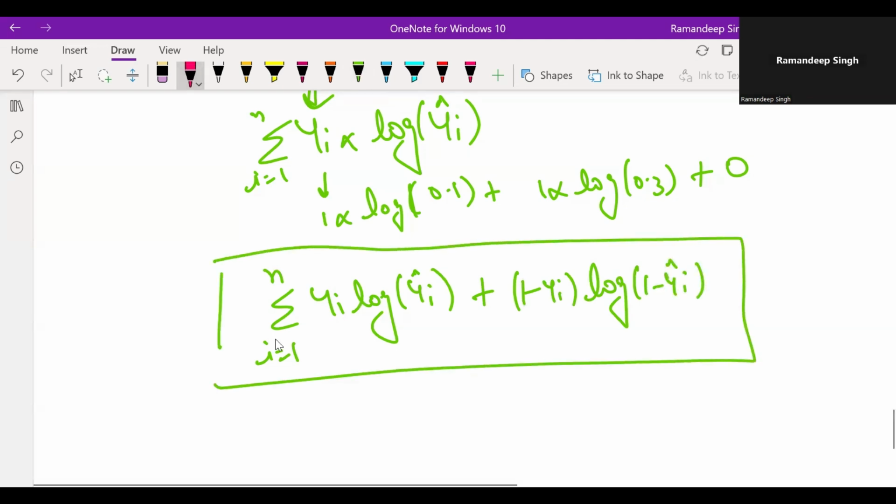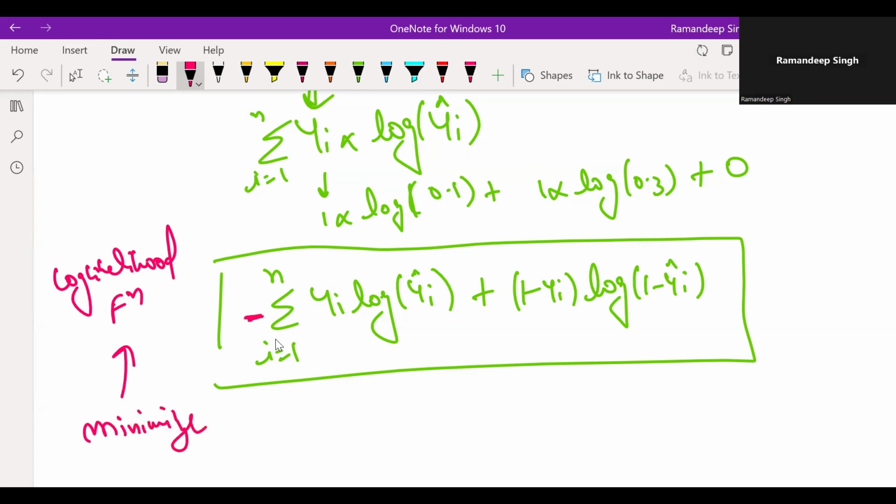So this is our log likelihood function, which we want to minimize. And why minimize? Because we are introducing a negative sign out of it. We could have maximized it as well, but computationally, and since we have the habit of minimizing our loss function various times in machine learning, we are taking a negative sign and we are minimizing this loss function. This loss function is also called binary cross entropy.